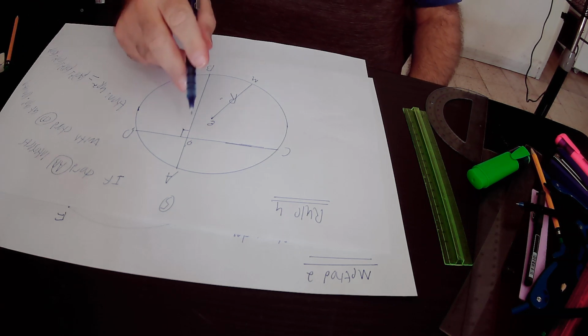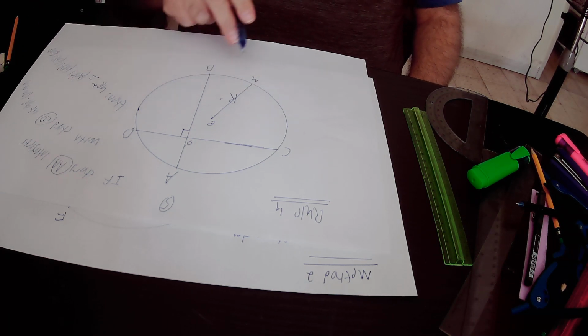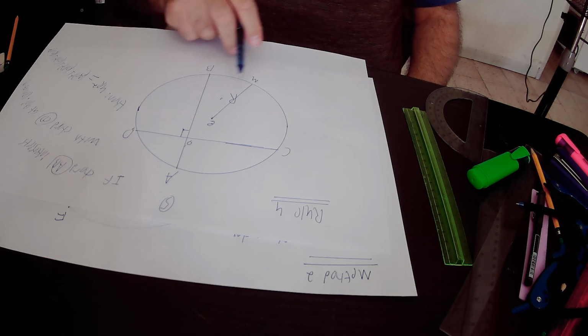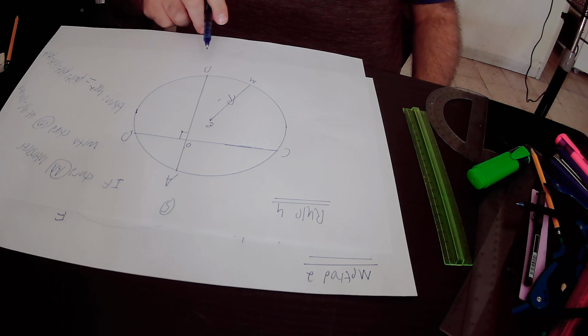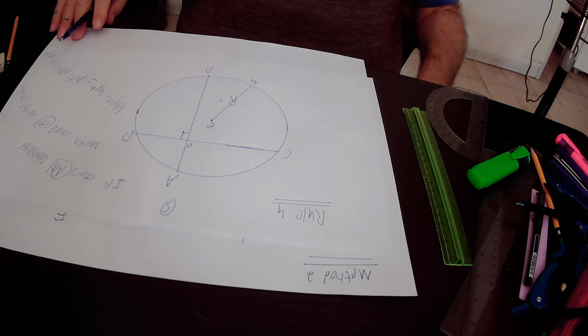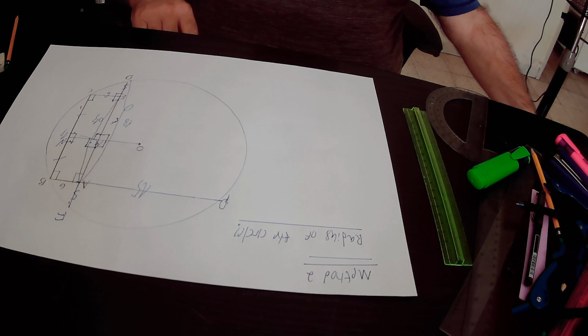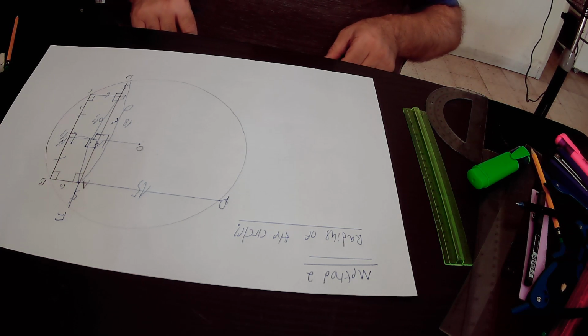Repeat again, if chord AB intersects with chord CD at 90 degrees at point O, then 4R squared, where capital R is the radius of this circle, will be equal to AO squared plus BO squared plus CO squared plus DO squared. So we actually can implement rule number 4 in our drawing.